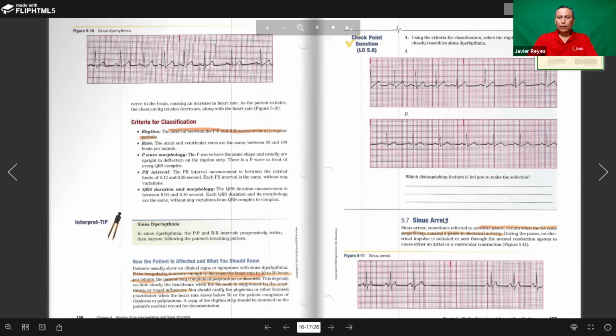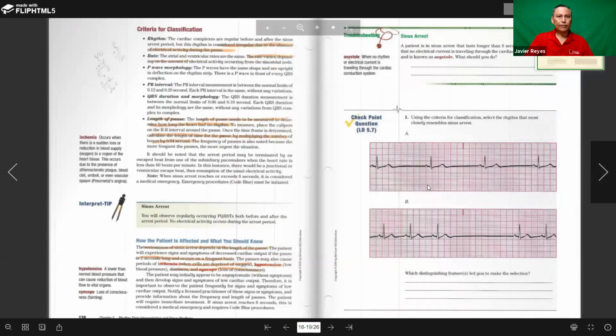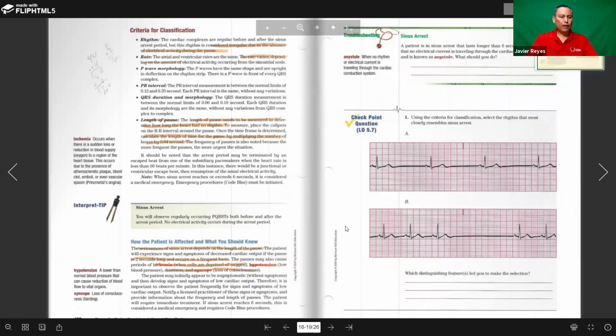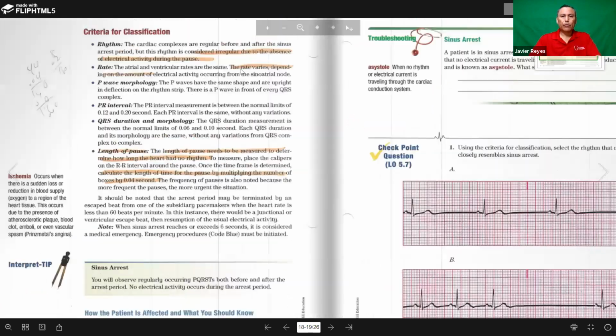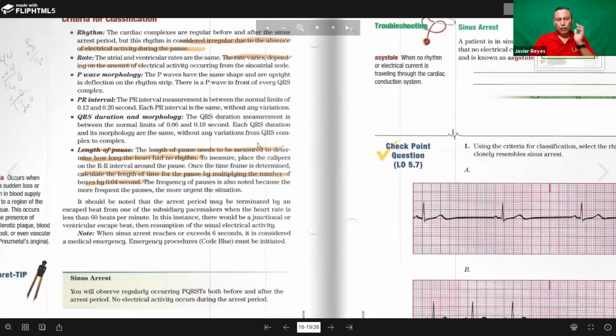But this is called sinus. What does sinus mean again? What does sinus mean? Not your sinuses like your nose. But what does sinus mean? It means that the electrical impulse is coming from your SA node. Okay, don't forget that. That is very critical that you remember this, so that when you see sinus before a rhythm, you know that the signal is coming from the SA node, all right?